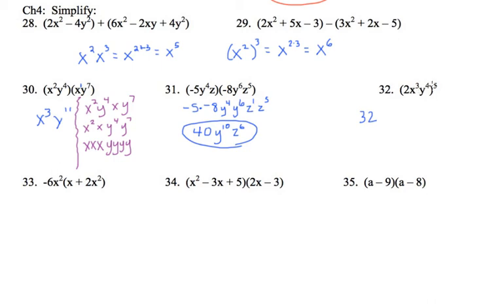Then x to the third to the 5th. Remember, if I have an exponent raised to another exponent, I can multiply exponents. So this becomes x to the 15th. And y to the 4 times 5 is 20. Y to the 20th.